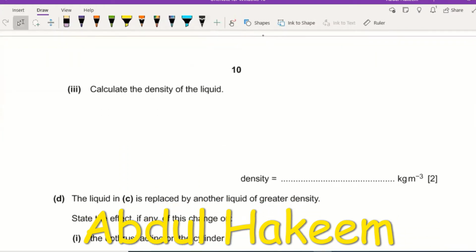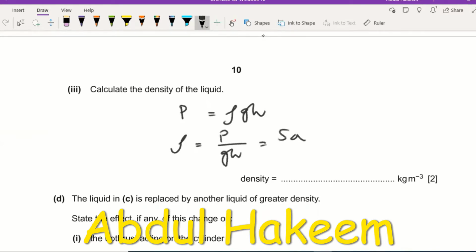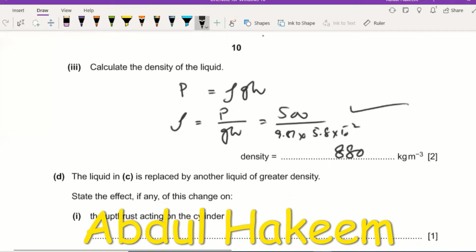Now next, calculate the density of the liquid. So from the pressure, we can calculate the density. Look, the pressure is equal to rho g h, or we can write density is equal to pressure divided by g h. Pressure is 500, g is 9.81, and the height of the cylinder is given, 5.8 centimeter, meaning 5.8 into 10 power minus 2. So after calculation, 500 divided by 9.81 times that height, it is coming approximately 880 kilogram per meter cube.